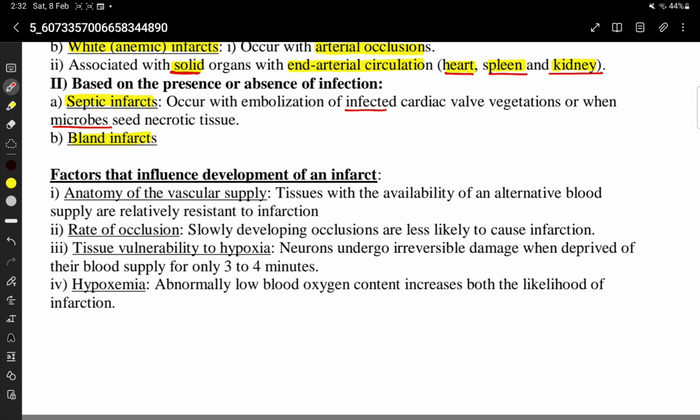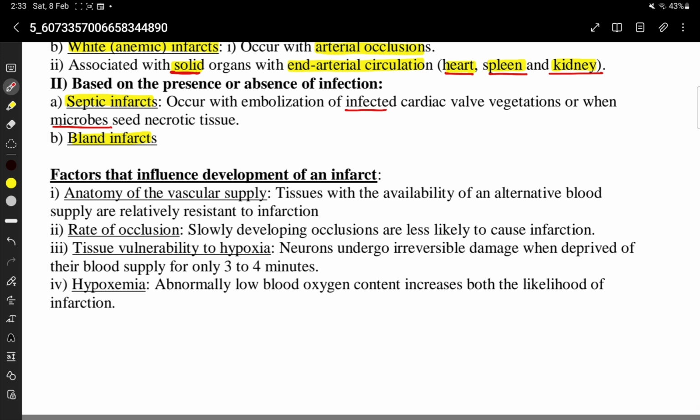Septic infarct occurs with the embolization of infected cardiac valve vegetation or when the microbes seed the necrotic tissue.